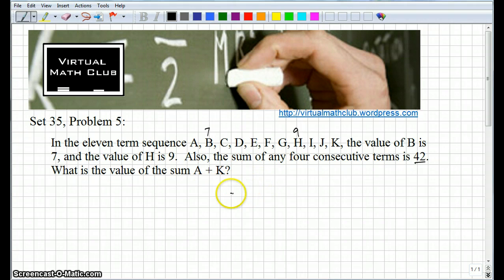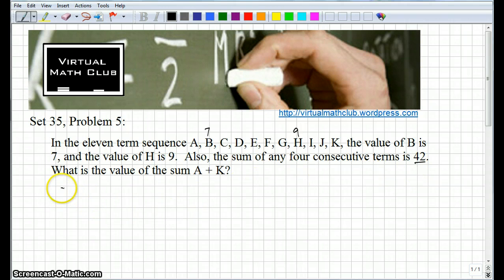Well, gosh, this is one of those where it just doesn't seem like it could be possible. But let's just list out what we know and start working with that. That's always the best way to approach it. And so I've already written down here B is 7 and H is 9. We're working with a sequence of 11, and these letters are just standing in for the numbers in the sequence. So the other information that we're given is that the sum of any 4 consecutive terms is equal to 42.